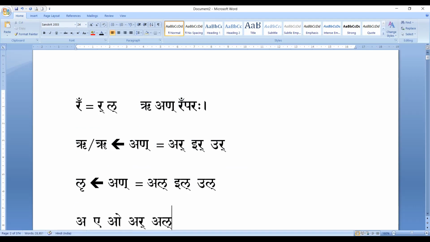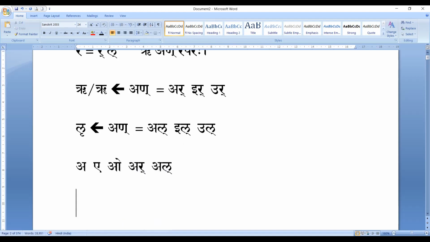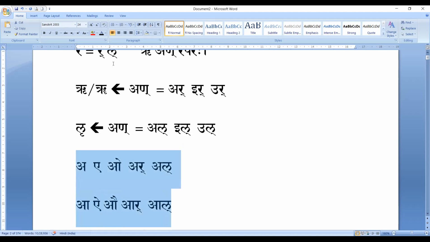A, E, O, Ar, Al, these are the 5 Guna letters. Suppose it is Vriddhi, then what would it be? What are the Vriddhi letters? A, AI, AU. And if it is replaced by R, then Ar and Al. That's all. So 5 Guna letters, 5 Vriddhi letters. This is how we teach for the beginners, so that it will become easy for Guna Sandhi, Vriddhi Sandhi and all. Now you know why it is.